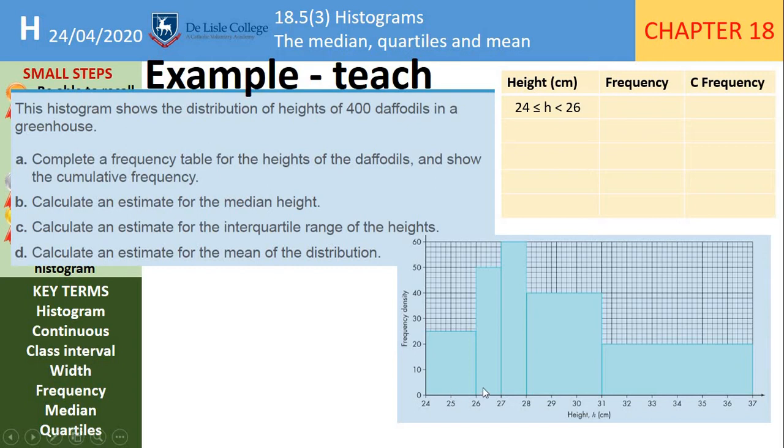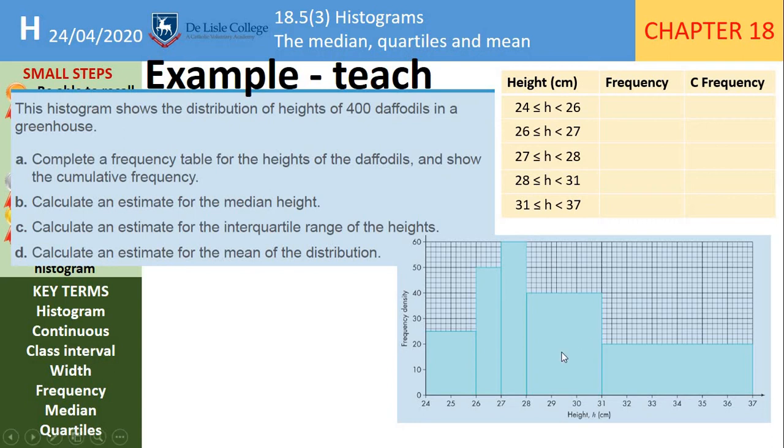So my next bar, 26 to 27. I'm using inequality notation because if you think about here, 26 can't be included in both of the bars. So this is why it's not equal to 26 here, but is equal here. So my next bar, 27 to 28, 28 to 31 for this one, and 31 to 37 for this one.